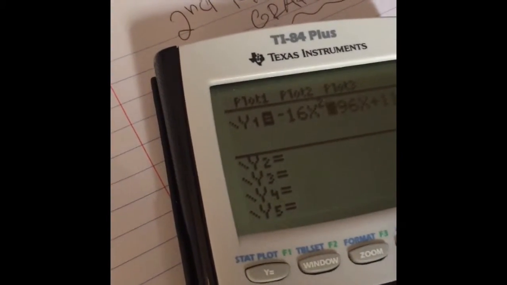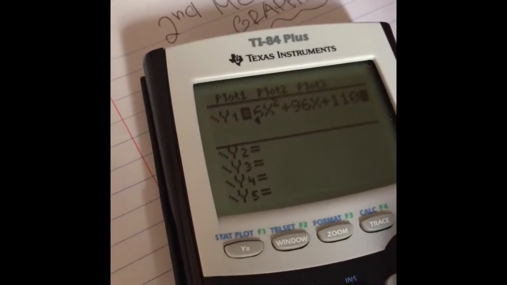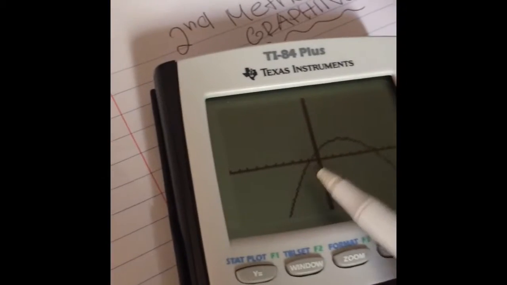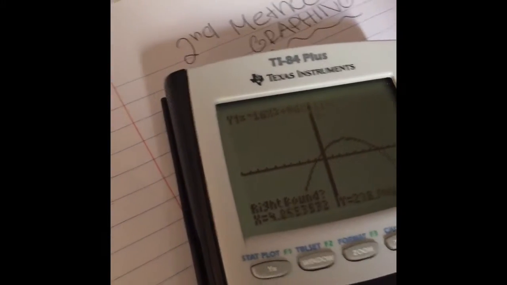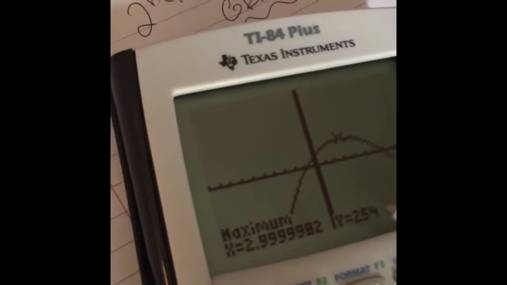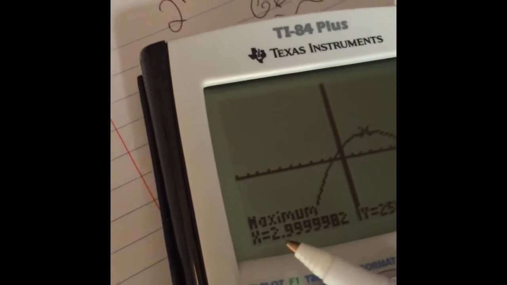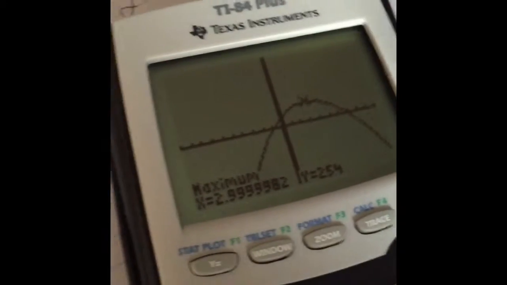So our second method would be by graphing. And so we're going to use a graphing calculator. And as you can see over here, we have negative 16x squared plus 96x plus 110 plugged into the y1 equation. And when you graph it, you can see that the graph is facing downwards since it's negative 16x squared and not positive 16. So in order to do this, we have to find the maximum value since the parabola is facing downwards. So we place 2 spots and then we press enter. And as you can see, we get really close to 3 and 254 as our vertex.